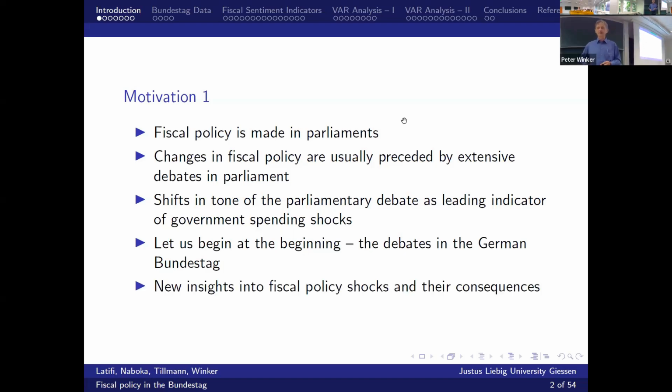And so let us begin at the beginning with the parliamentary speeches, and we provide some new insight into fiscal policy shocks and their consequences.